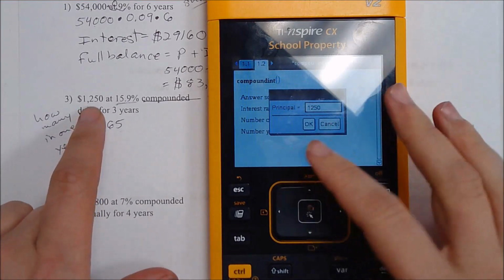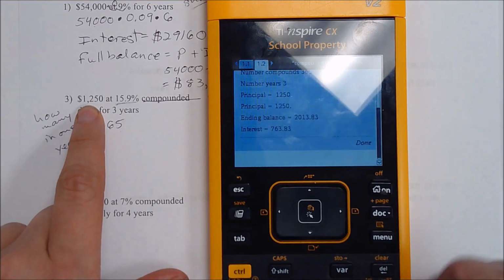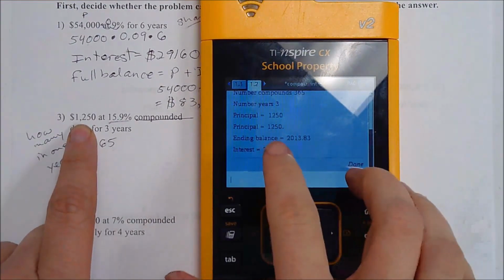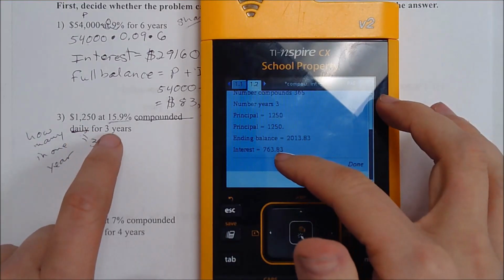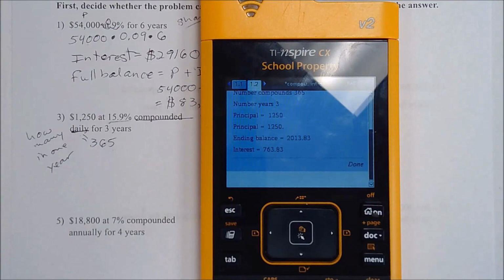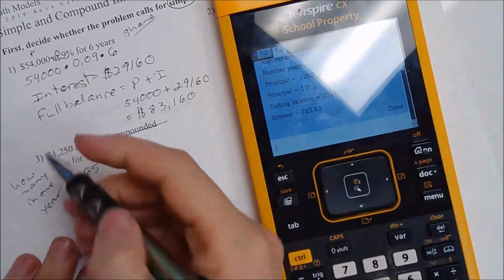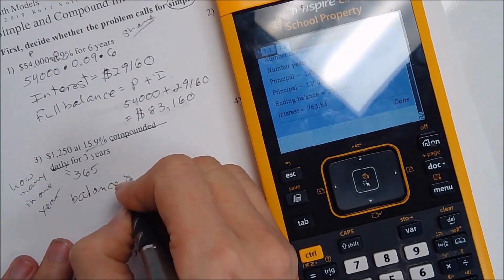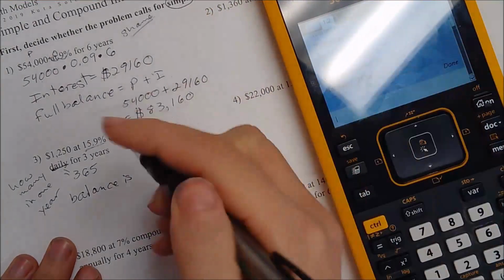You don't have to put a dollar sign, you don't have to put a comma, just the number, and then put OK. And if everything worked correctly, it should actually spit out everything for you: the principal, the ending balance, and the interest. So let's jot those down. Our ending balance is $2,013.83.